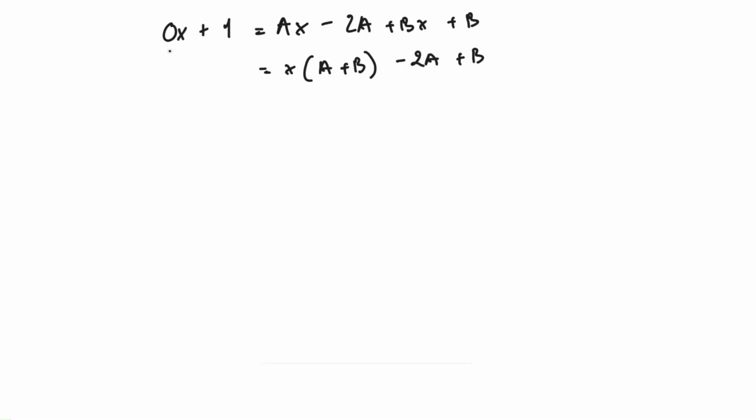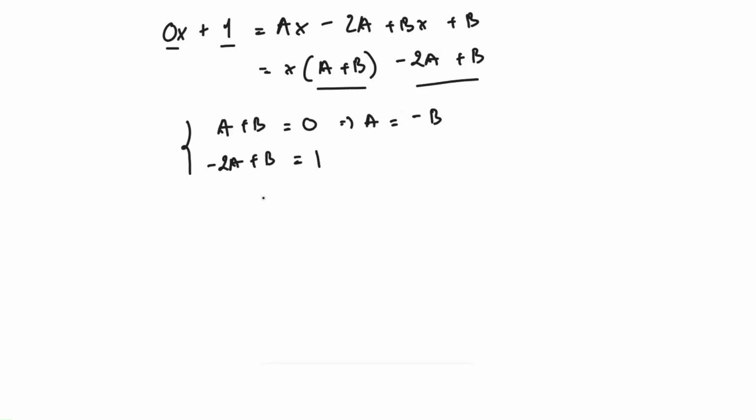The x term of the left-hand side is 0, and the x term of the right-hand side is a plus b. So we have a plus b equals 0. Then we compare the constant terms. The constant term of the left side is 1, and the constant of the right side is this one, so we have negative 2a plus b equals 1. Now we have a system of equations, and we're going to solve for a and b. From the first equation, a equals negative b. We substitute a equals negative b back into the second equation.